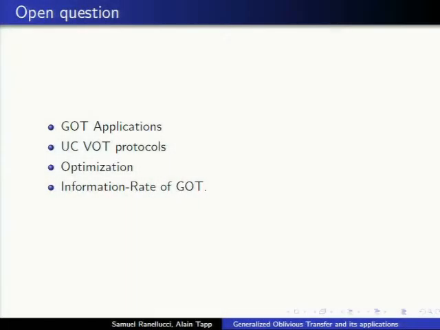Future questions are, what are more GOT applications? Can we do more protocols more efficiently with it, which is the optimization? Also, a missing part is that we'd like to show that a lot of different computational primitives can be used to implement verifiable OT, and we'd like it to be secure in the universal composability framework. And the last one is, how efficiently can we implement different generalized oblivious transfers, which has something to do with their access structure.